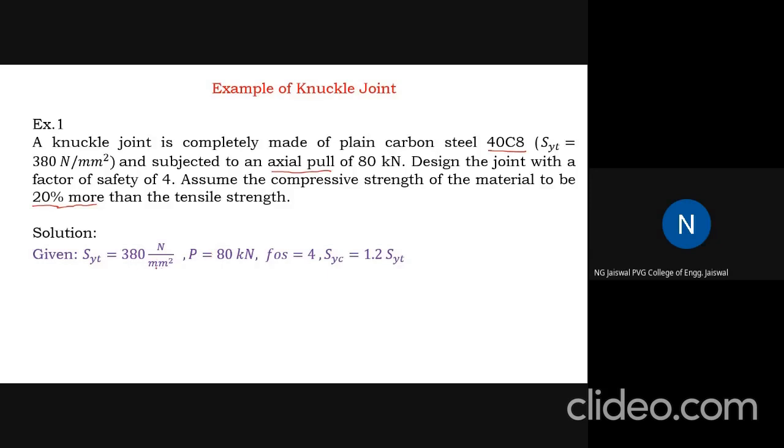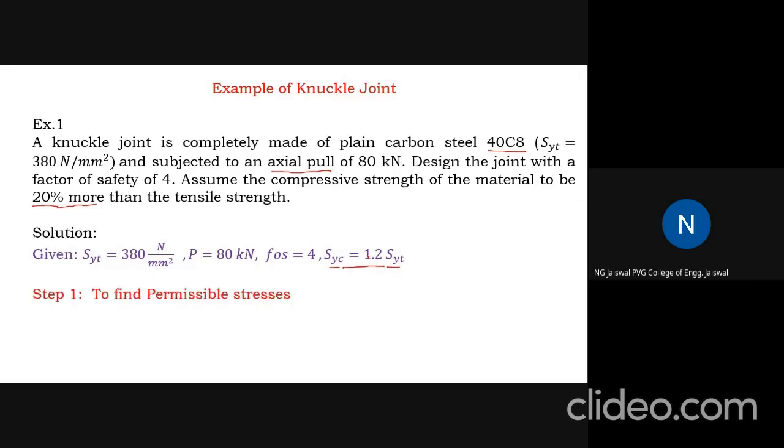To start with, given data SYT 380 Newton per mm square of all the parts, because only one material is given, it means that all parts are made of same material. So P, that is 80 kilonewton, factor of safety is 4. SYC, that is yield strength in compression, equal to 20% more. 20% more means 1.2 times SYT. This you have to understand.